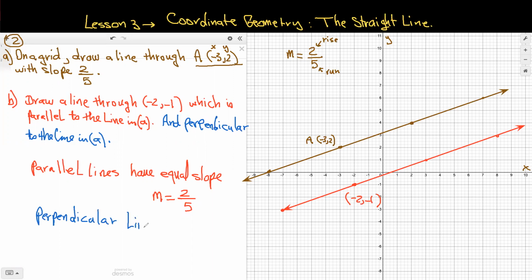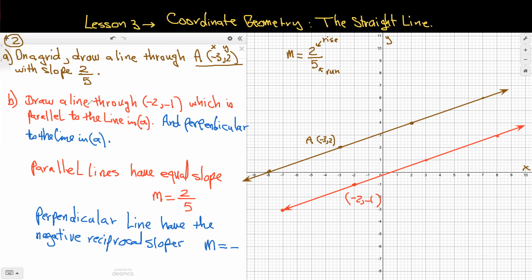perpendicular lines have negative reciprocal slopes. So what does that mean? That means the slope for the blue line would be the negative. So if this is positive, then the perpendicular will be negative instead. If this was negative, then the perpendicular would be positive.